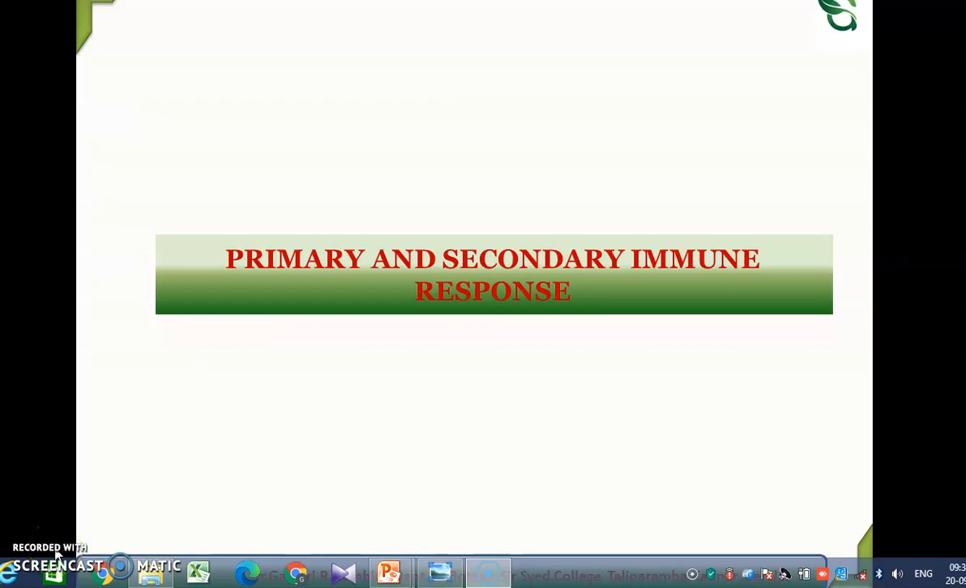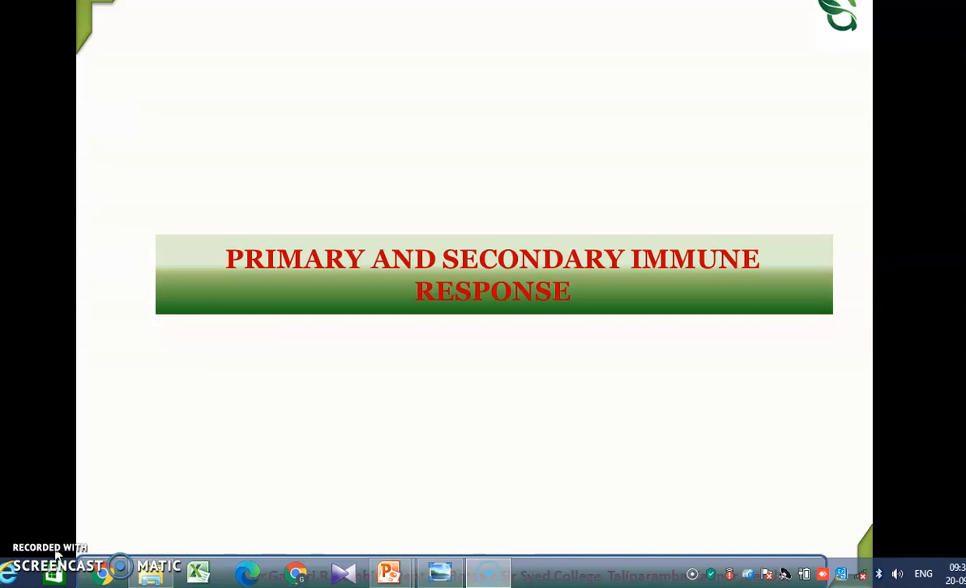Hello students, today's class of immunochemistry deals with primary and secondary immune response. The response of the body to the pathogen is known as the immune response. So whenever a foreign particle or an antigen enters into a body, the body will respond to it, and that process is known as the immune response.